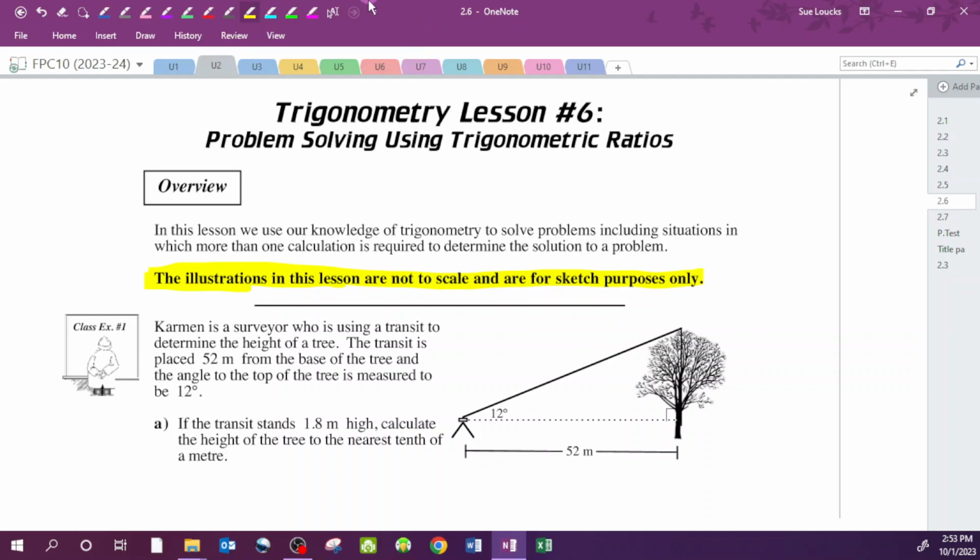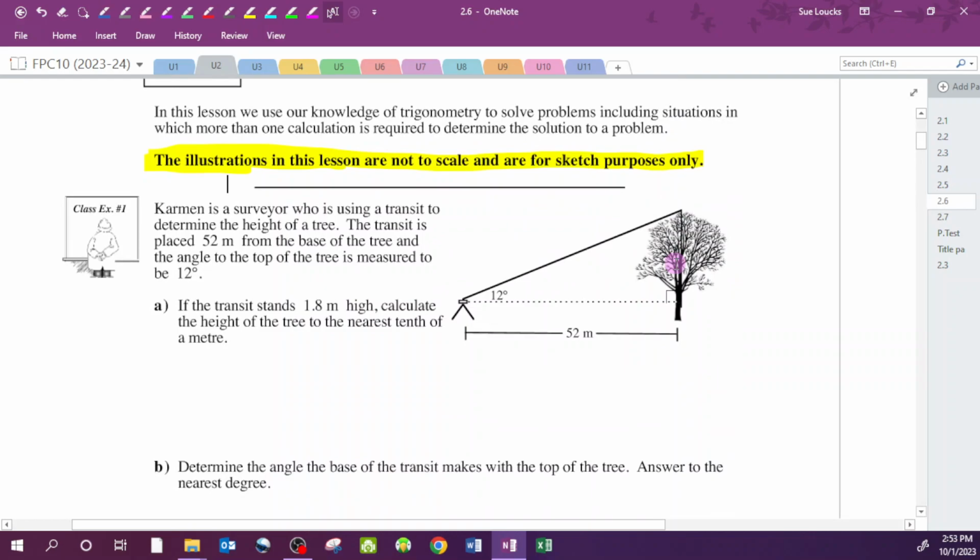Carmen is a surveyor who's using a transit to determine the height of a tree. That just means they're using one of these little surveyor's tripod machine things. It is placed 5.2 meters from the base of the tree, so we've got that labeled here, 5.2 meters. And the angle to the top of the tree is measured to be 12 degrees.